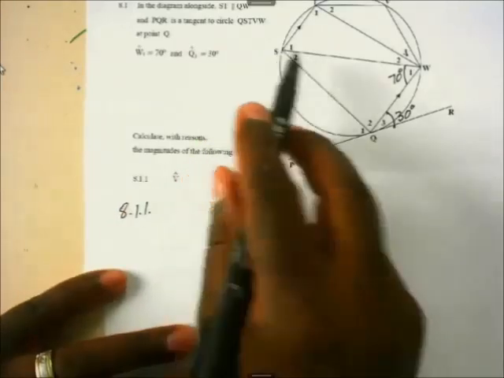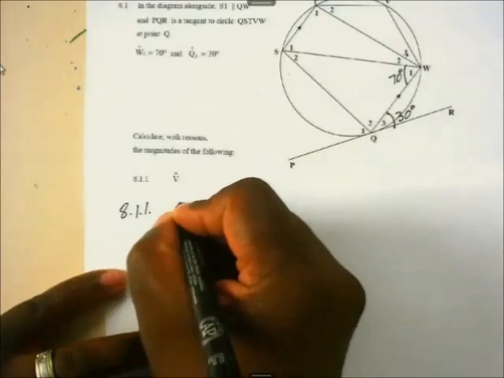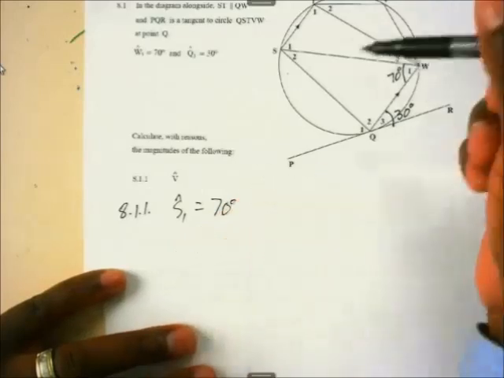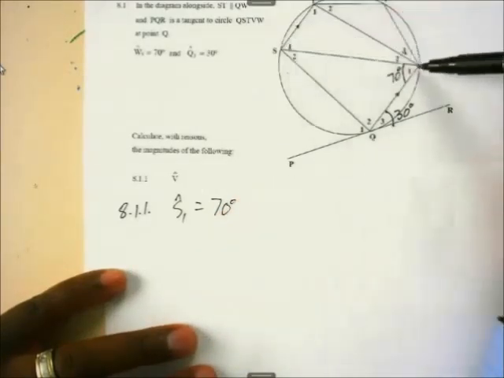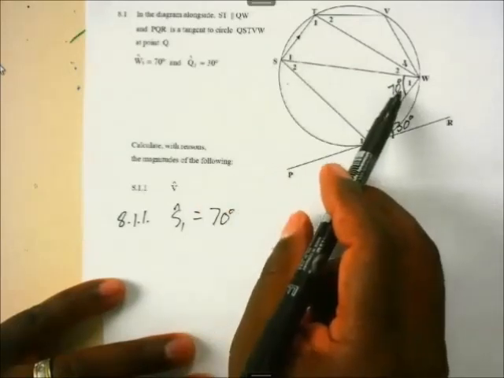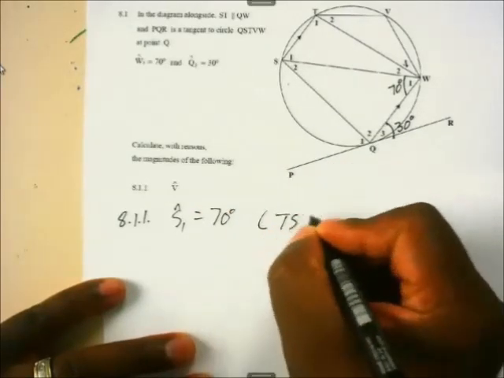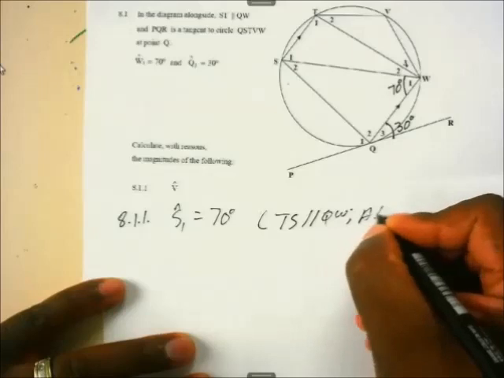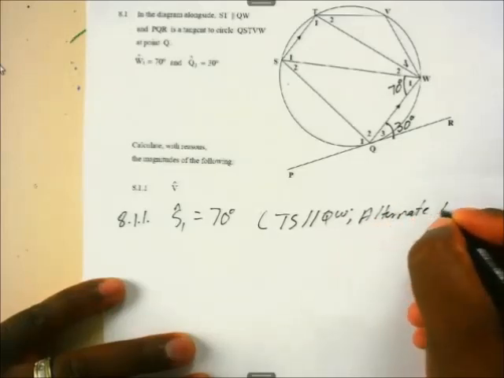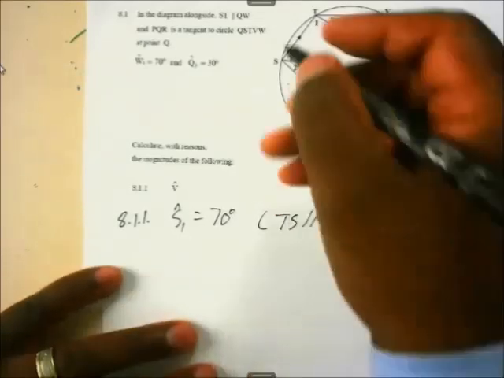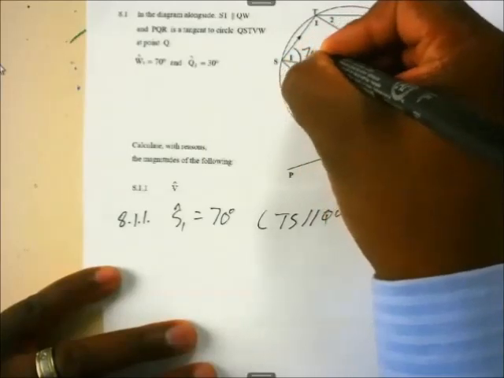8.1.1, check S1, check W1. We say S1 is equal to 70 degrees. Why do I say this angle was that angle? Because we've got parallel lines. We know once we have parallel lines, alternate angles will be equal. Therefore, S1 is equal to W1, which is 70 degrees. The reason is that TS is parallel to QW. Therefore, those are the alternate angles, where TS is parallel to QW. So it means S1 here is 70 degrees.